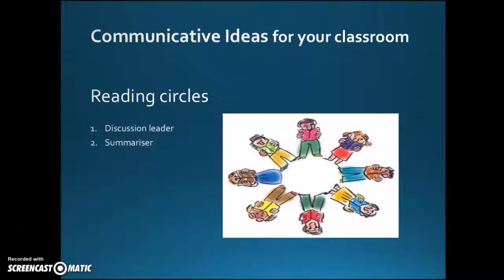Then there is a summarizer. So the second person in the group has to summarize the text in a few bullet points. There is a word master. That person picks out 5 words that are probably unknown and are important to understand the text. And they look them up and get an explanation for these words.